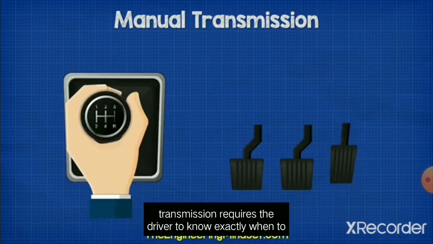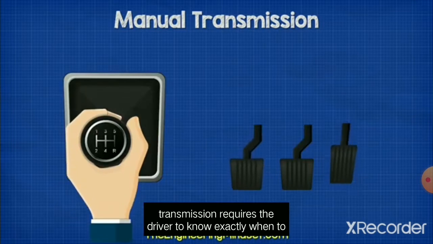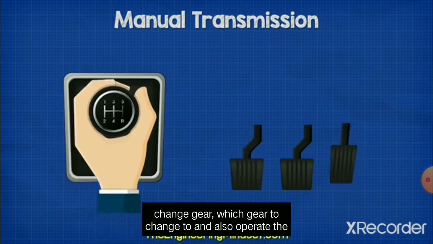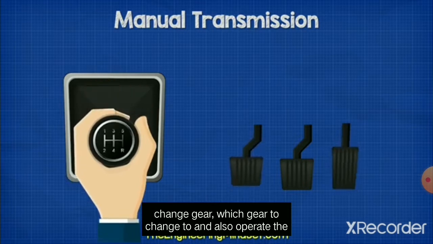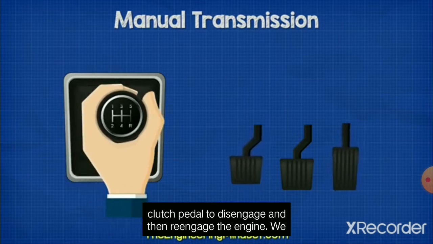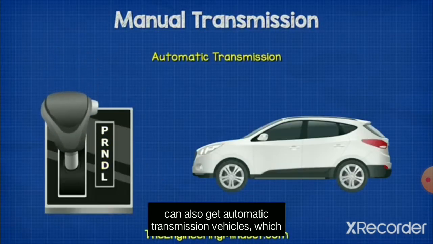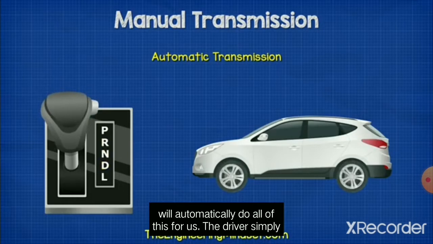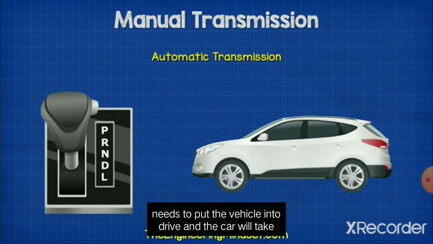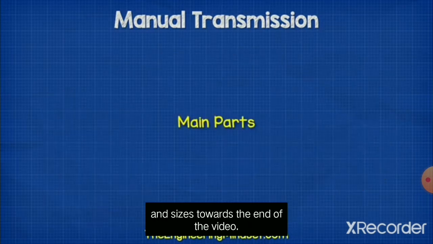Manual transmission requires the driver to know exactly when to change gear, which gear to change to, and also operate the clutch pedal to disengage and then re-engage the engine. We can also get automatic transmission vehicles, which will automatically do all of this for us. The driver simply needs to put the vehicle into drive, and the car will take care.